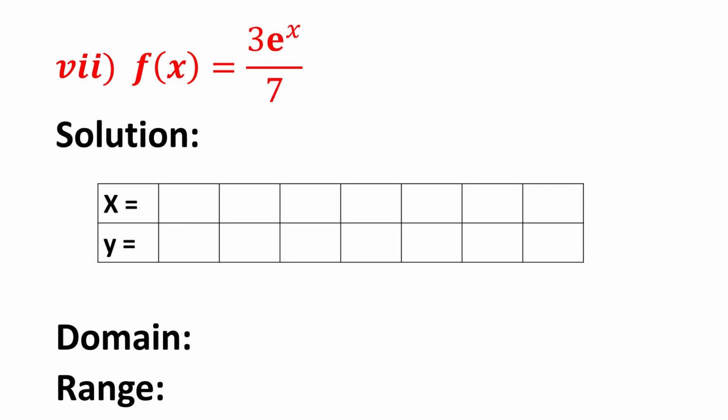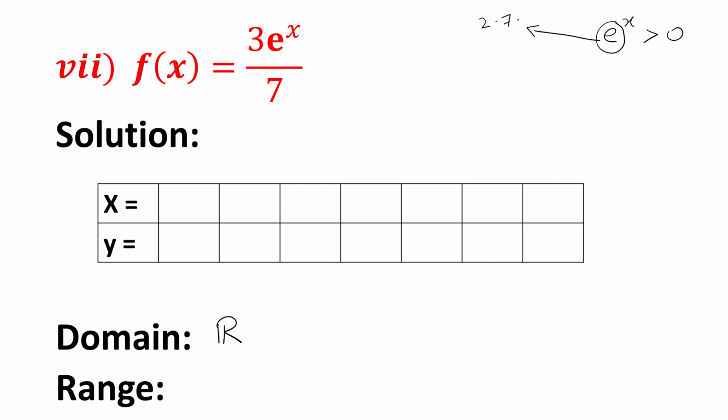The function involves e power x, which is defined for all real numbers. Therefore, the domain for this function will be the set of all reals. Now for range, as we know, this e power x is always greater than 0. Here this e is Euler's number and its value is 2.7.